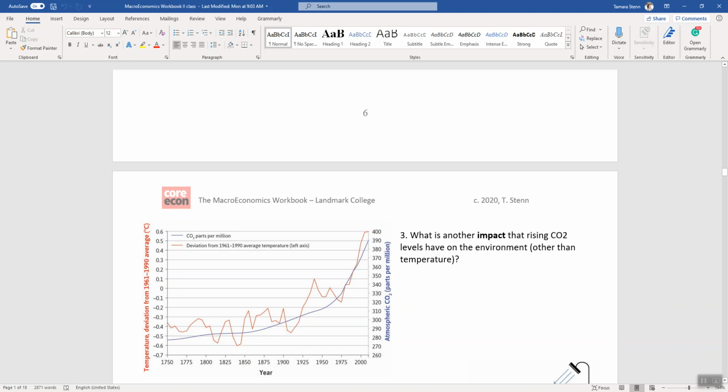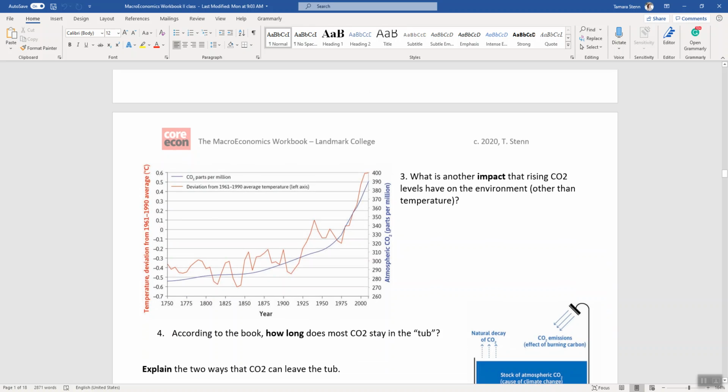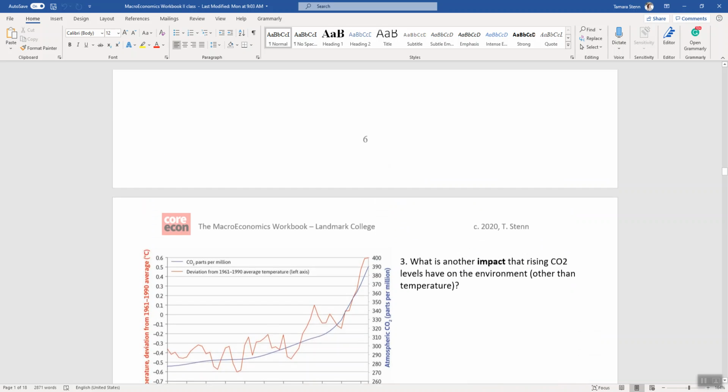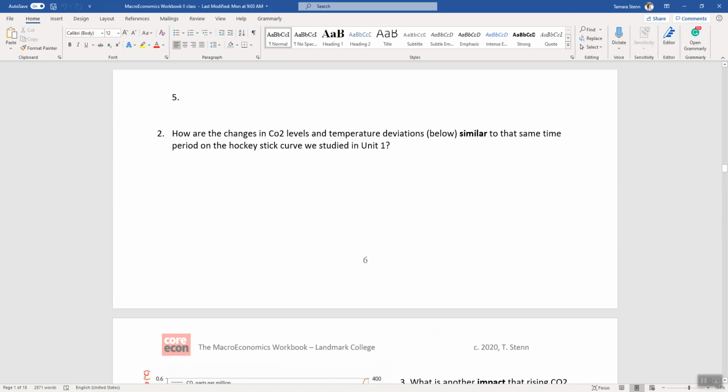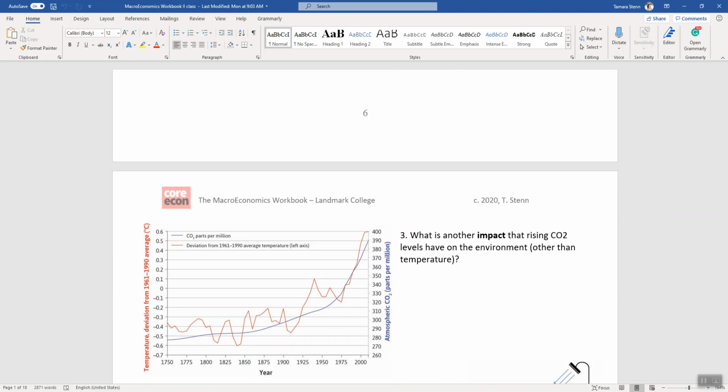And we see our first spike was in the 30s, right? And then it goes down, and now we're back at normal, okay? We're at normal warmth. But then since 1975, we've just been climbing. And ironically, that's where the CO2 is climbing as well, right? So that's what we're looking at there. My question here is, what is another impact that rising CO2 levels have on the environment other than temperature? Okay, so let's go take a look at what the book has to say.